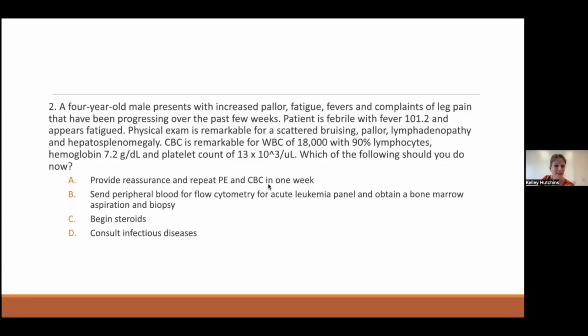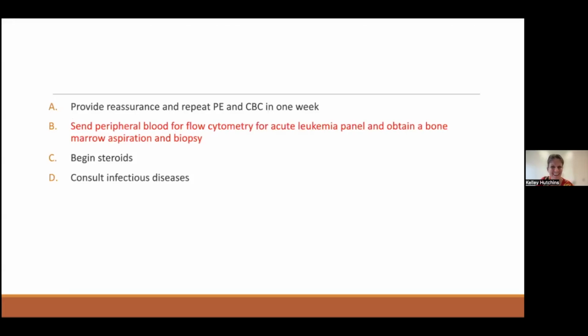We have Dr. Begay on the line. Thanks, Dr. Begay. So this is a worrisome patient, right? Has all the signs and symptoms concerning for acute leukemia. So you can send the peripheral blood for what's called flow cytometry, and sometimes this can be diagnostic for acute leukemia. And ultimately, you're going to schedule a bone marrow aspiration and biopsy.